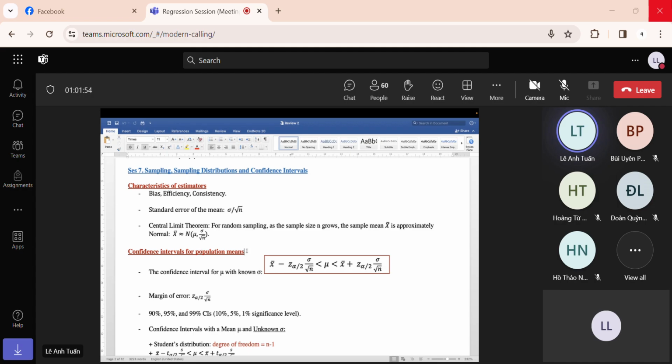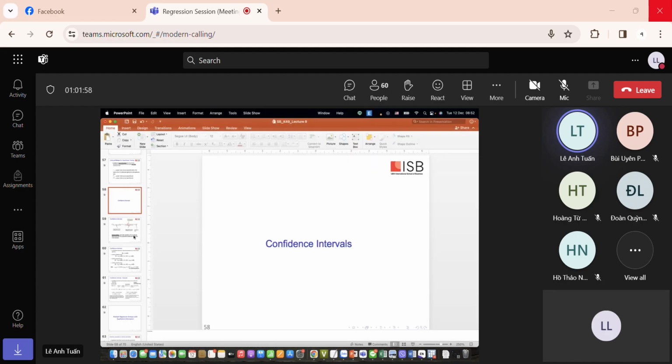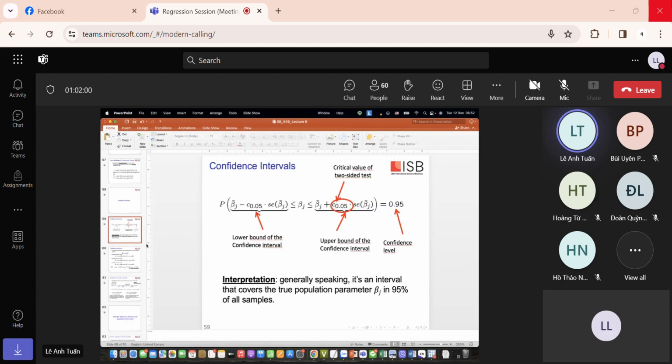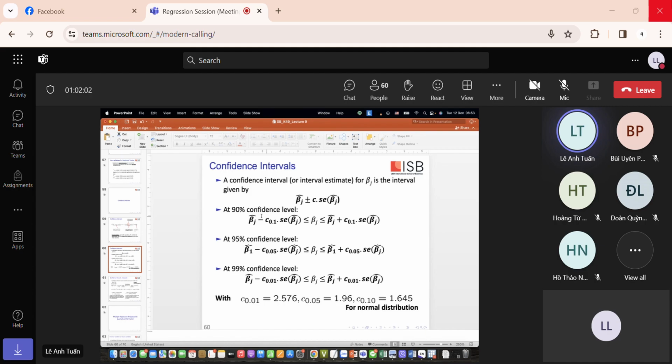Yeah, population coefficient. The way we calculate this is similar. Here we have the population coefficient, but we do not know it, right? So here we have the sample coefficient. That means we use the sample to estimate and get the coefficient beta j. Beta j here may be beta 1, beta 2, beta 3.